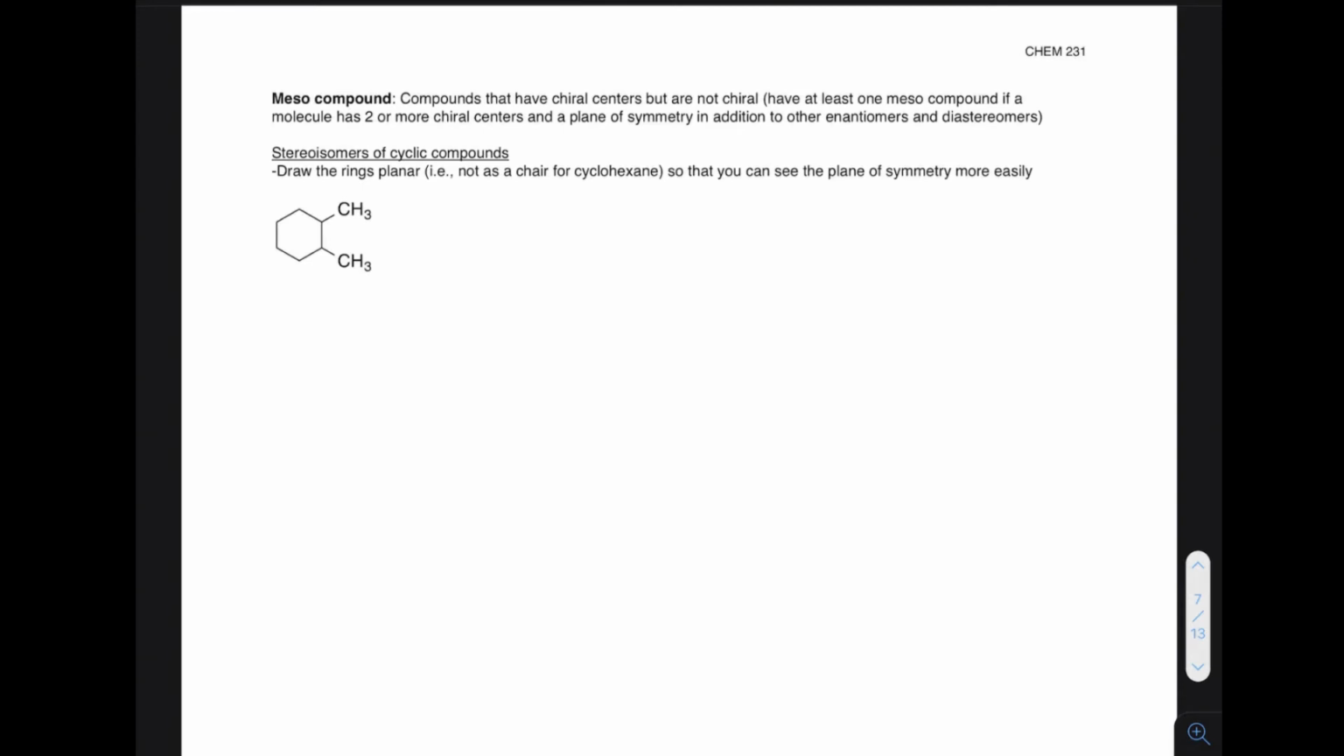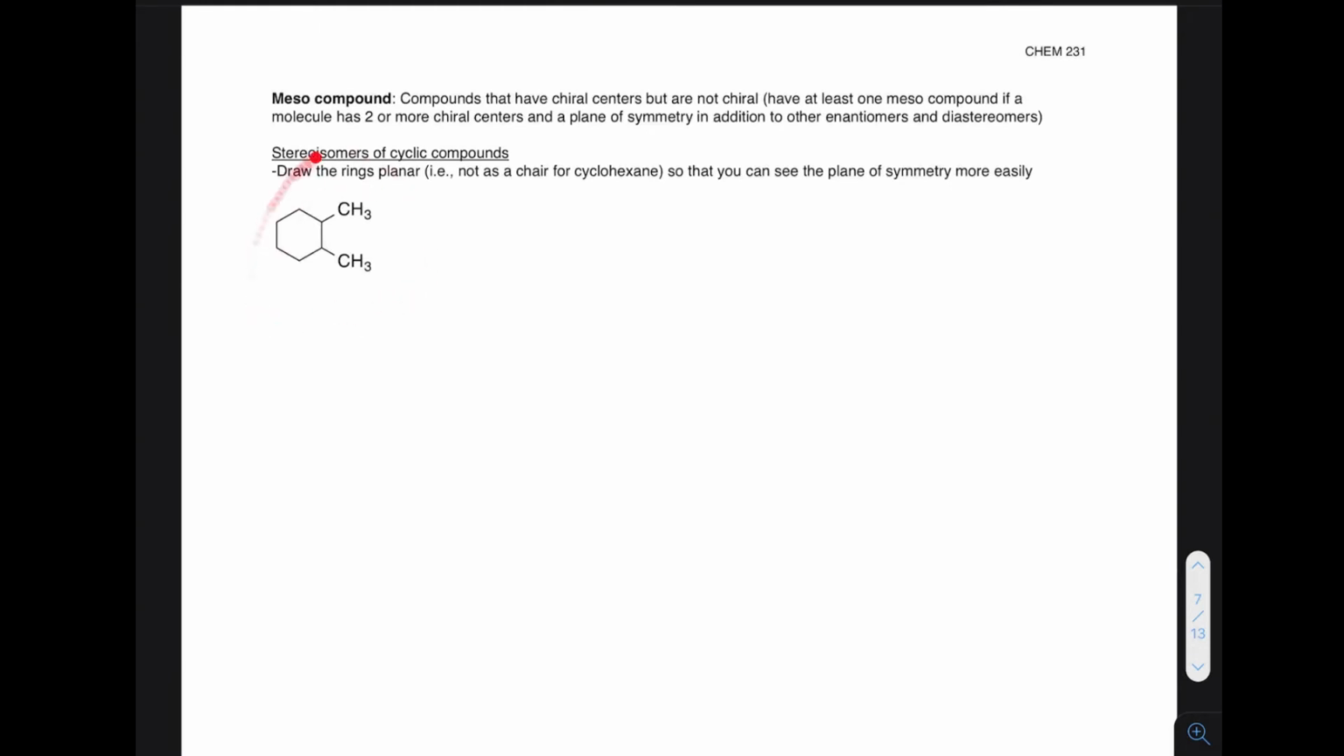So meso compounds are compounds that have chiral centers, but are not actually chiral. And what that means is if we have a compound with 2 or more chiral centers and a plane of symmetry, in addition to other enantiomers and diastereomers, it is a meso compound. Okay? And we'll talk about what that means down below.